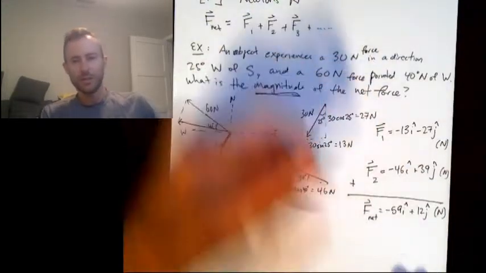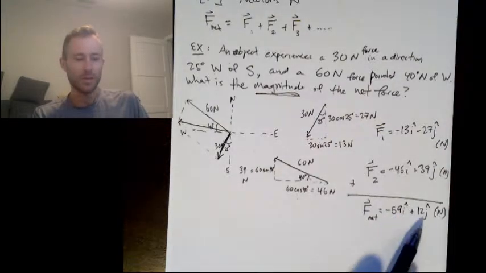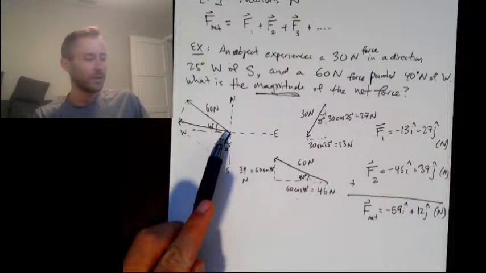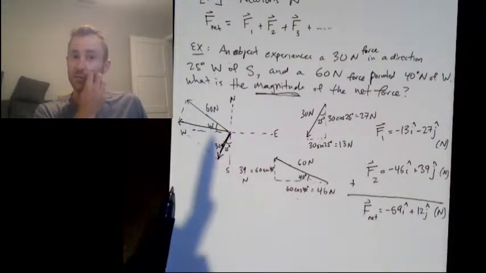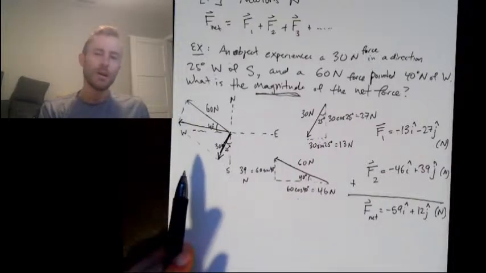So we can see that this vector goes to the left a lot and it goes up a little bit. So that is pretty consistent with our drawing, right? It goes to the left a lot and it goes up a little bit. So that gives us confidence in our answer as being correct.